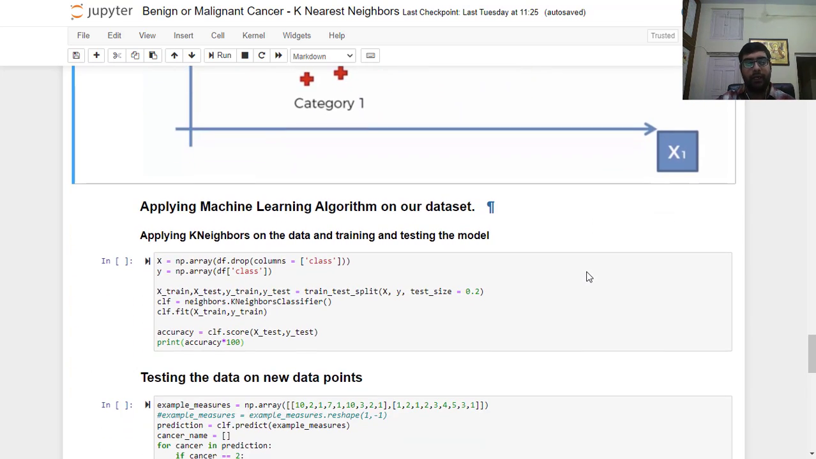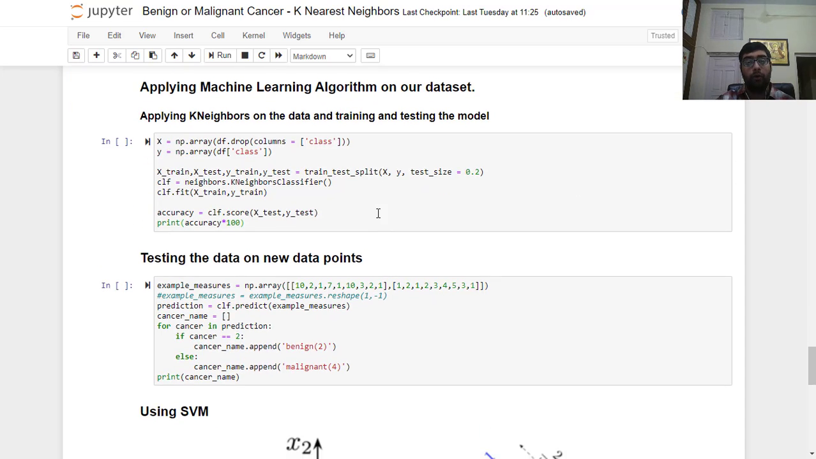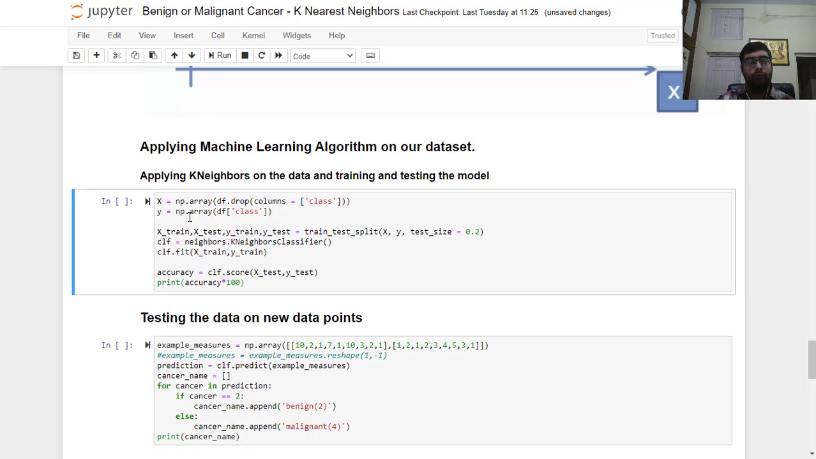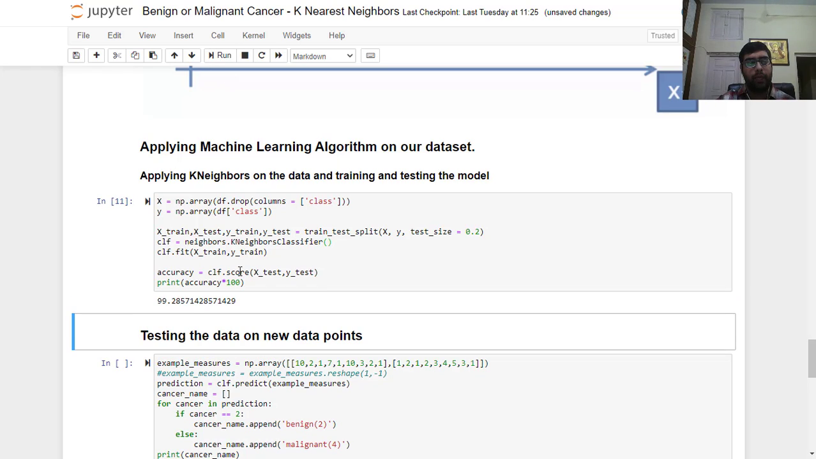So let's apply the machine learning algorithm on our data set now. First of all, we have to separate the features and the class. The features are in X and the class in Y, the basic machine learning notation. Then we'll train our data, then test our data. I am applying the K-neighbors classifier first, and then we'll get the accuracy.